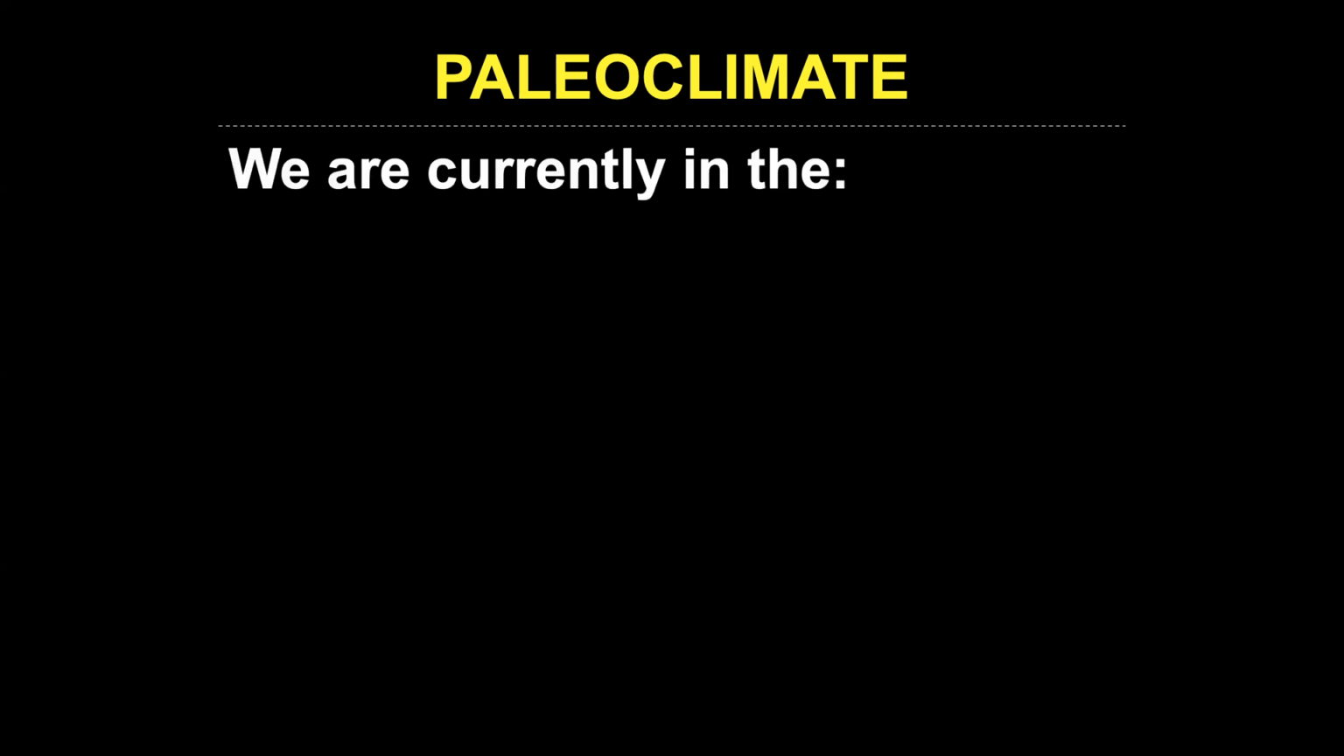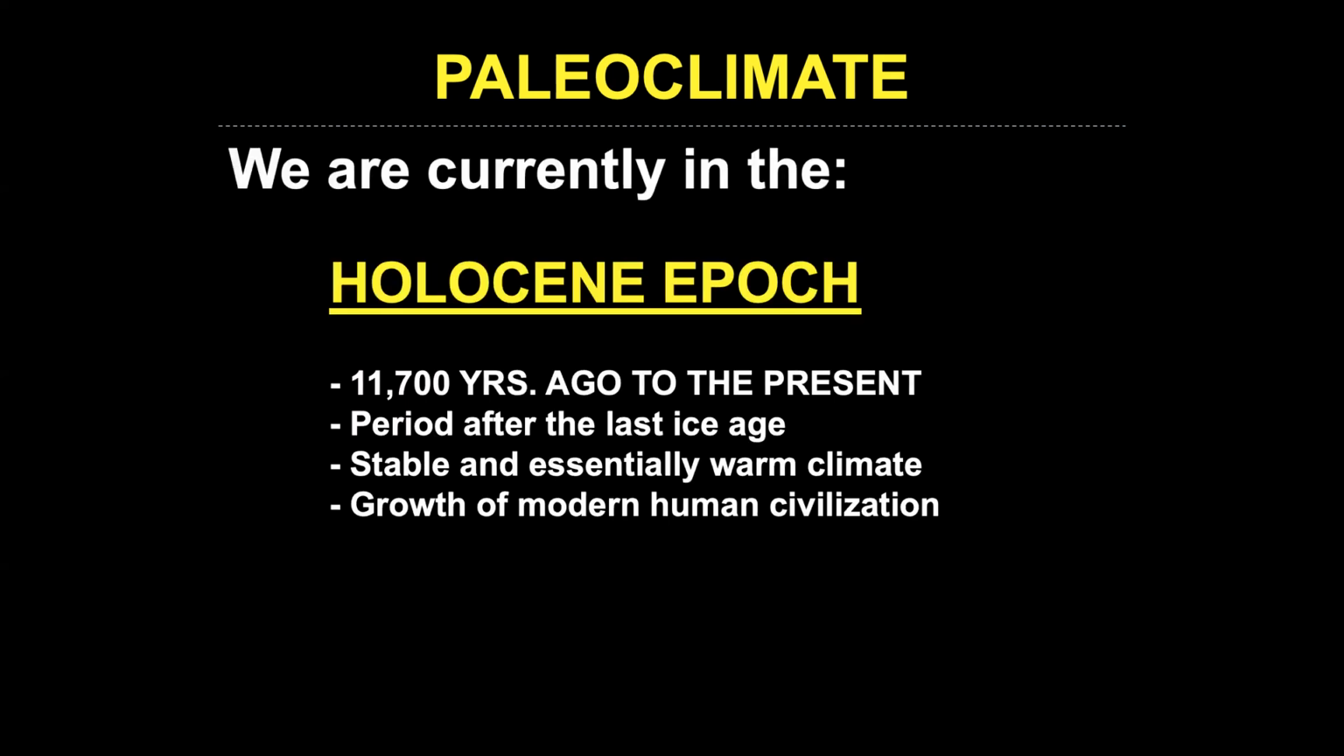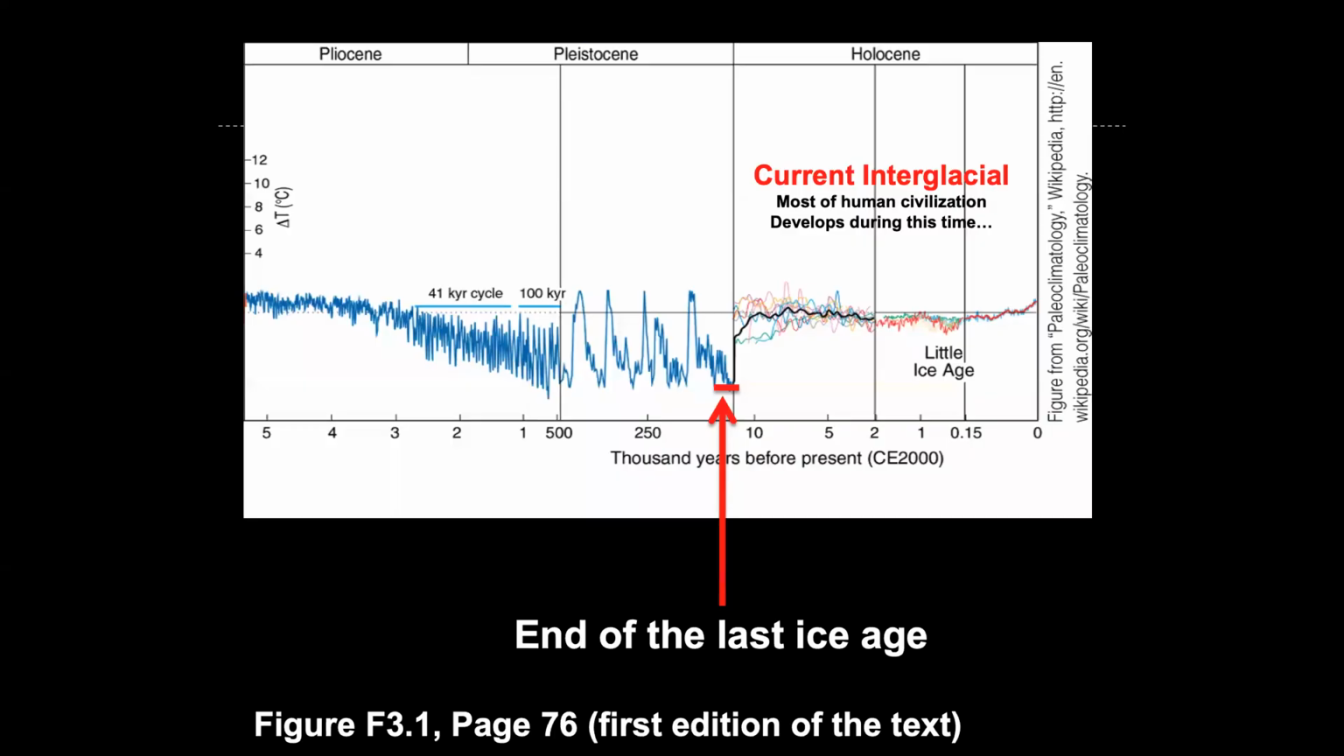So now, we're currently in what's called the Holocene. Some people call it the Anthropocene. Get it? Anthro, human. Regardless, that is roughly the period 11,700 years ago to now. It has been roughly stable, and it has coincided with the growth of human civilization.